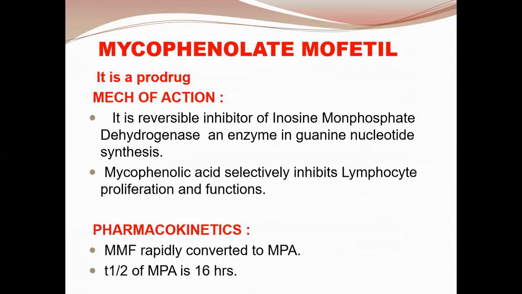Then we have another drug called mycophenolate mofetil. Actually, this mycophenolate mofetil is a prodrug, and it is converted into its active compound, mycophenolic acid. The mechanism of action is reversible inhibition of inosine monophosphate dehydrogenase, an enzyme in guanine nucleotide synthesis. And this mycophenolic acid selectively inhibits lymphocyte proliferation and functions.